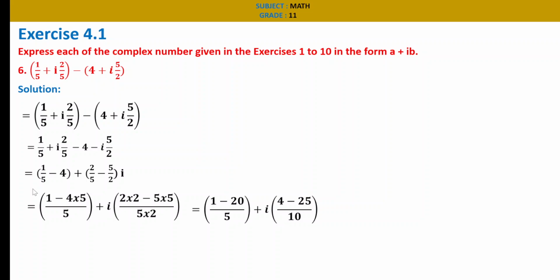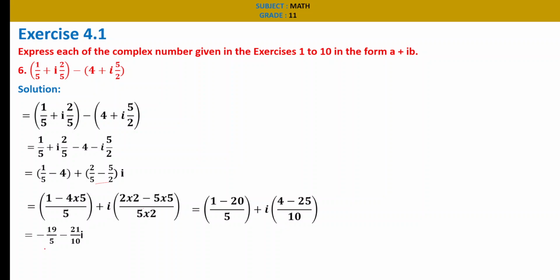Let us take the LCM for the real part, that is 5. So we are going to get (1 minus 4 into 5) divided by 5, plus i into, here the LCM is 5 into 2, which is 10. So 2 2s are 4 minus 5 into 5 is 25. So we are going to write it as 1 minus 20 by 5 because 4 5s are 20 here. 1 minus 20 by 5 plus i into (2 2s are 4 minus 25) by 10. Now 1 minus 20 is minus 19, so minus 19 by 5. 4 minus 25 is minus 21, minus 21 by 10 i.